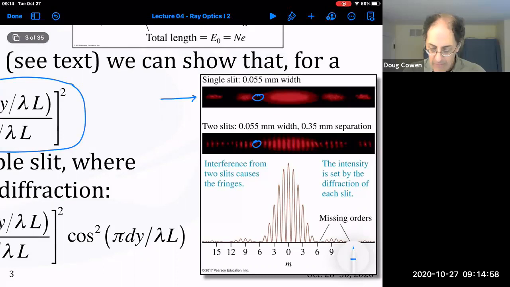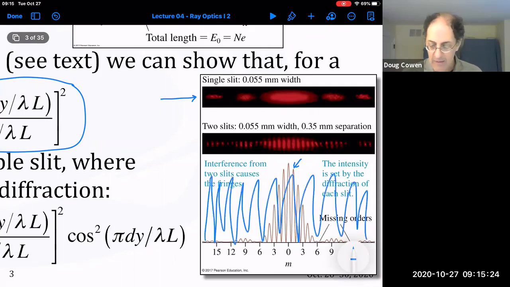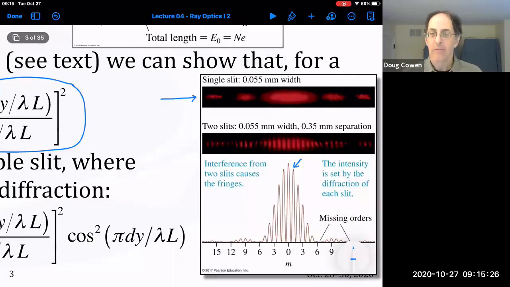So the net result is shown in the figure down below, where we have these fast wiggles due to the interference pattern. And that interference pattern is not just a flat set of wiggles that looks like this, all the way across the screen. Instead, it's got this modulation due to the diffraction effect. So I'm going to draw it on top of here, and you'll see it in a second.